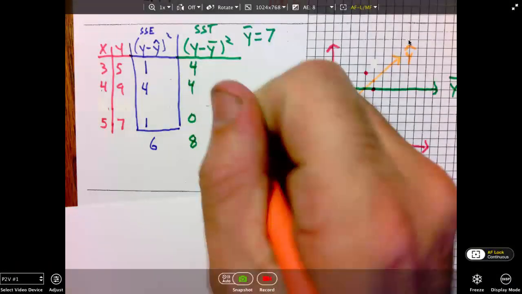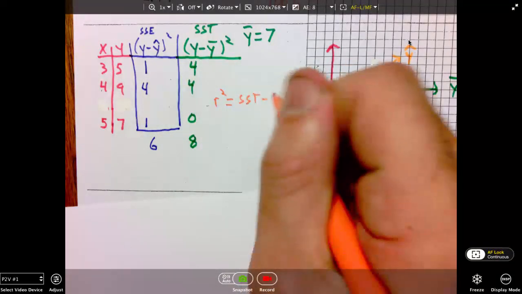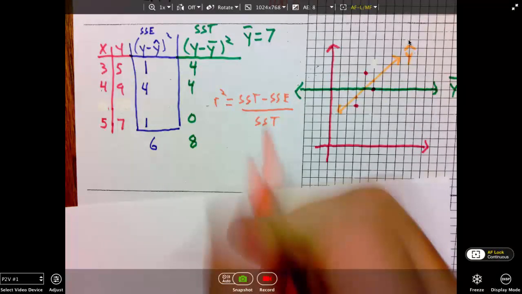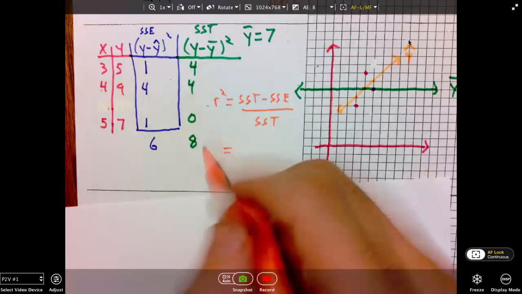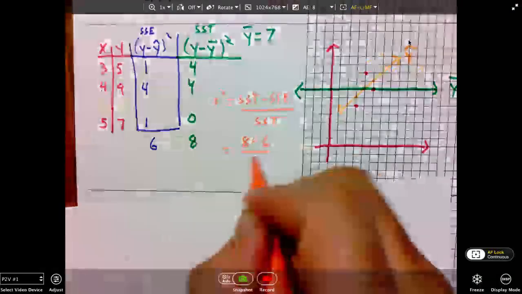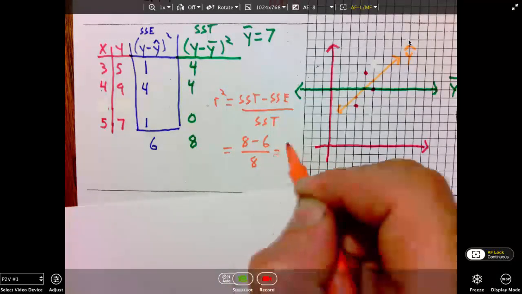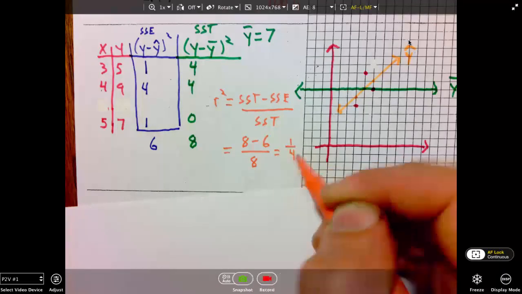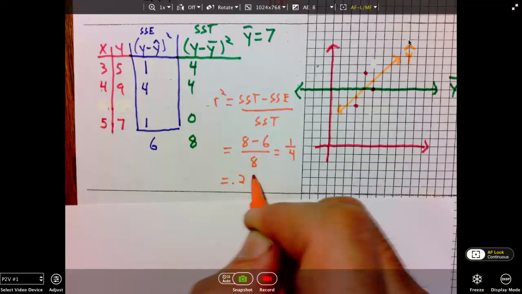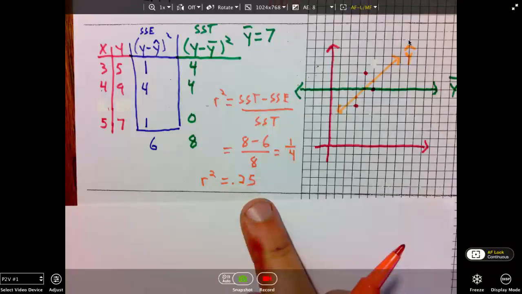R squared is SST minus SSE divided by SST. In our case, SST is 8 and SSE is 6. 8 minus 6 is 2. 2 over 8 is 1/4, and 1/4 is 0.25. In this case, R squared is 0.25. That is 25%.